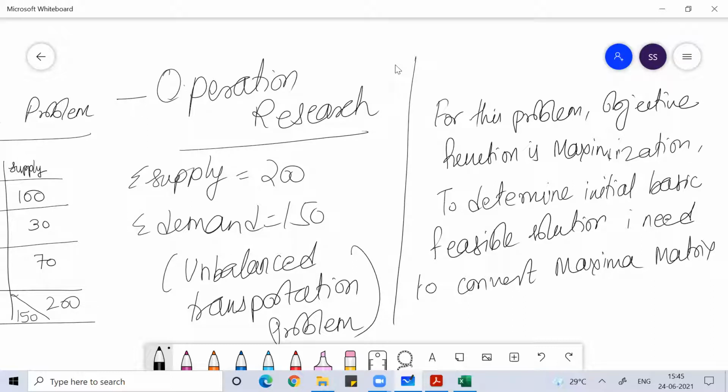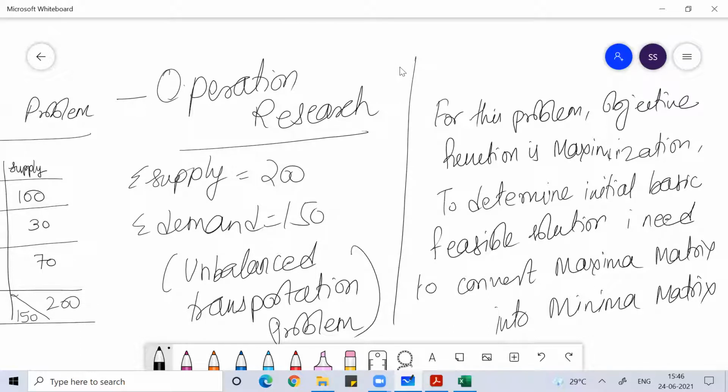The matrix you see in this question has maximal elements given. So to solve this problem, I need to convert this maximum matrix into a minima matrix. How will I convert the maximal matrix into a minimal matrix? I told you yesterday how to convert a maximal matrix problem into a minimal matrix problem.